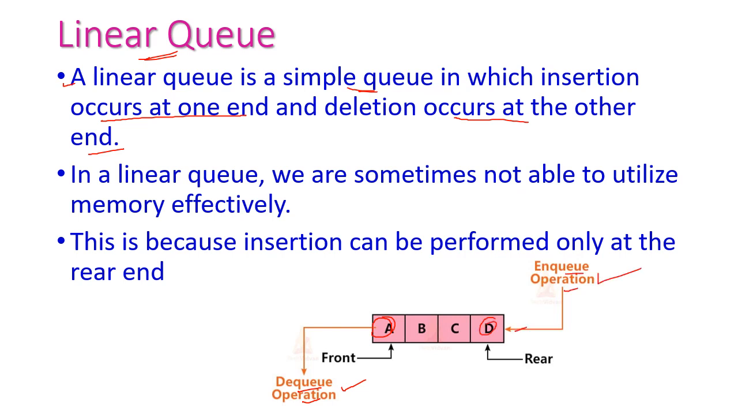Okay, the drawback of this linear queue is that the memory utilization efficiency is very low, because insertion can be performed only at the rear side. After deleting the data items here, we can have free memory space, but this memory space cannot be utilized properly when it comes to a linear queue, right?